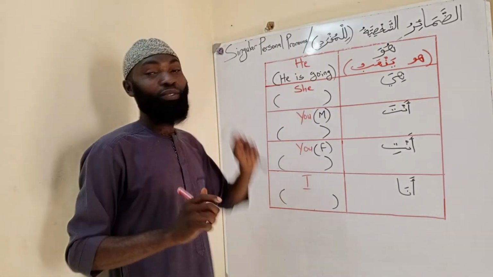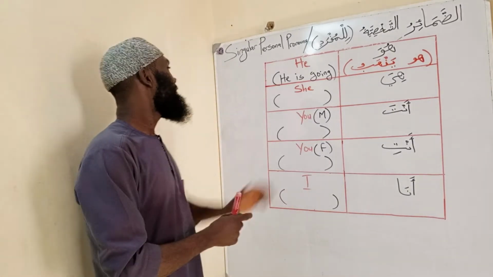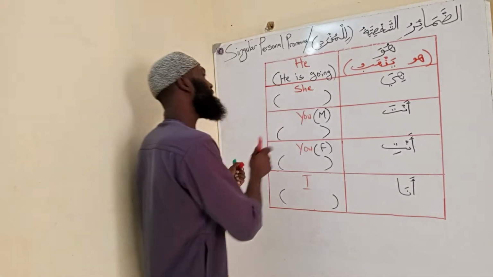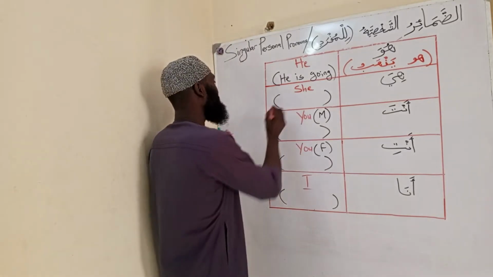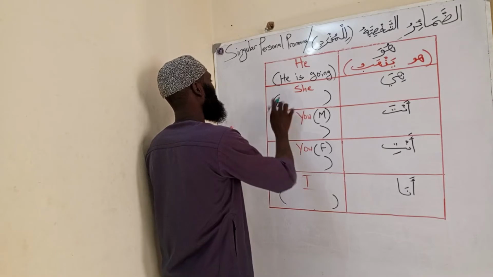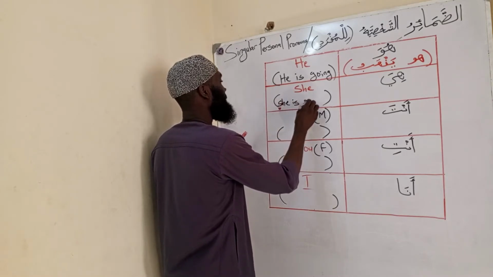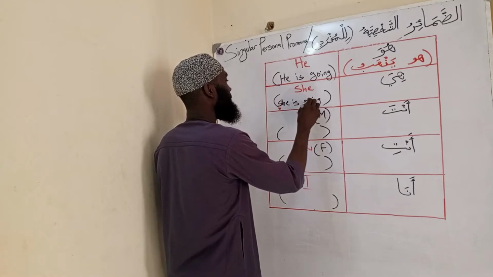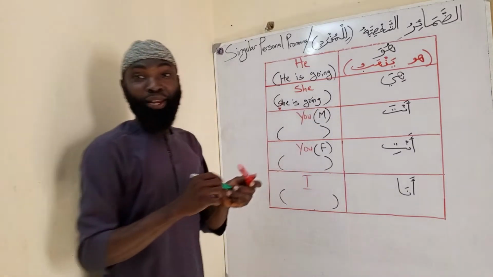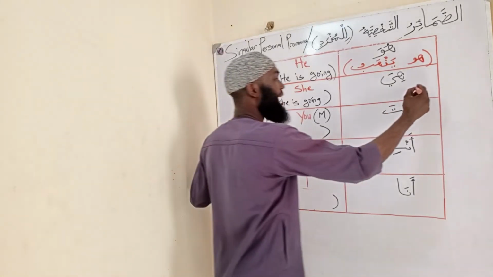MashaAllah. Now let's move on to she. That is the third person female singular. We can also say she is going. She is going. In the Arabic language, you also begin with the pronoun which is here.